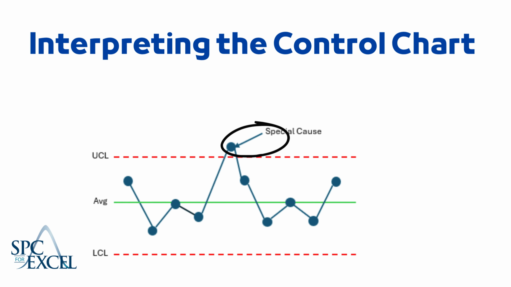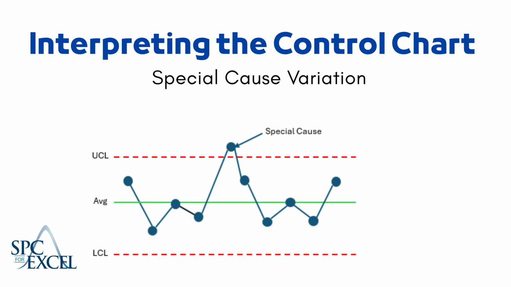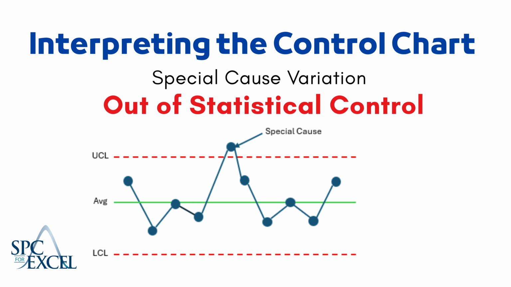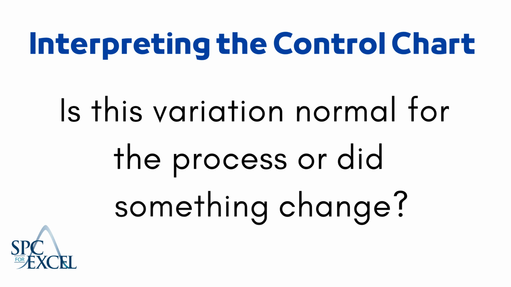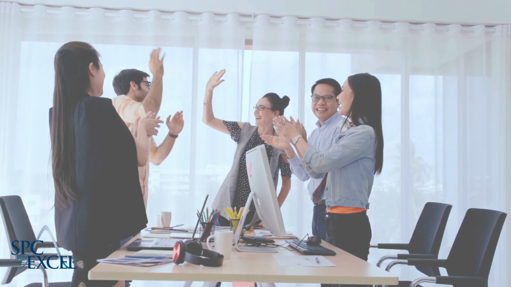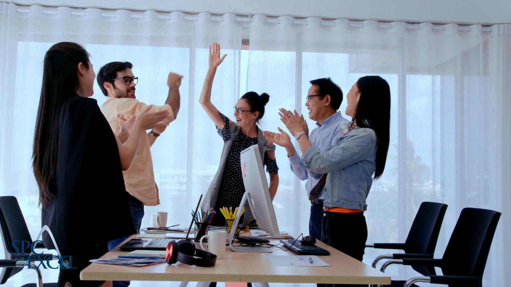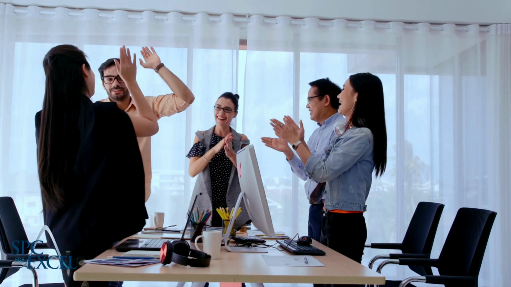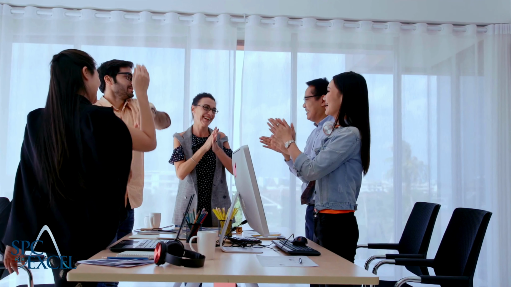If there are points outside of the control limits, or if patterns are present, the process has special cause of variation present, and the process is out of statistical control. Remember, the key question when looking at a control chart is: is the variation normal for the process, or did something change? Congratulations, you've now interpreted a control chart. Now you can plan for your next steps.